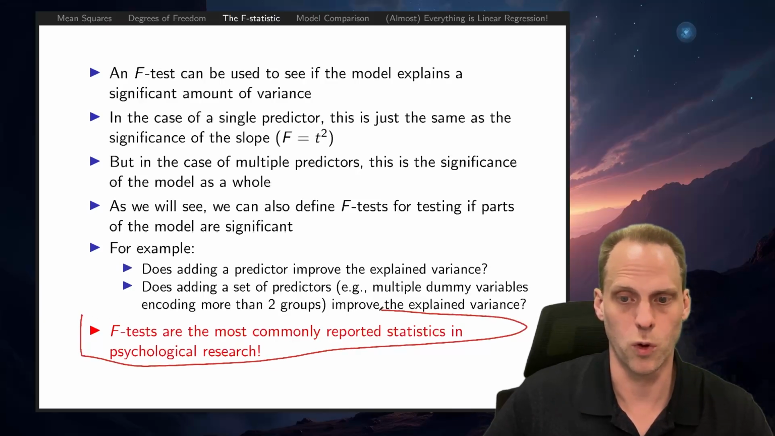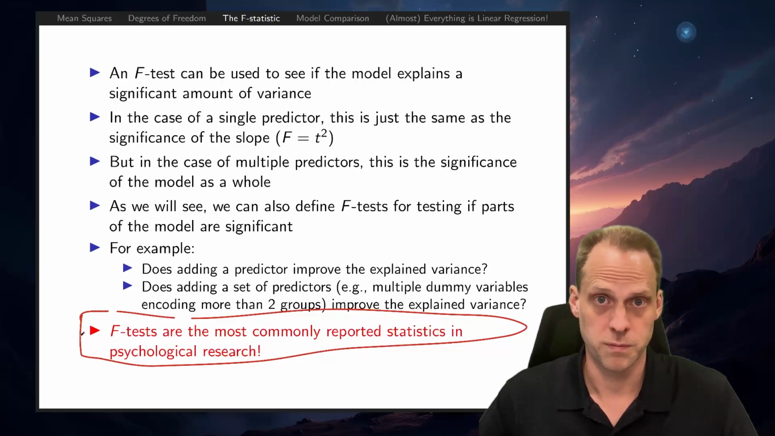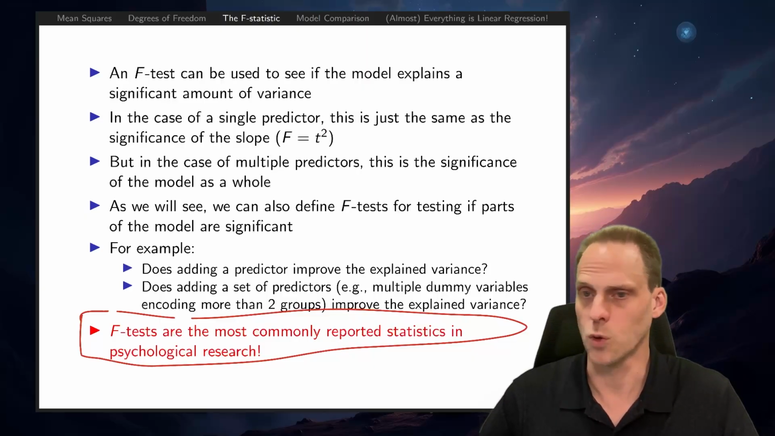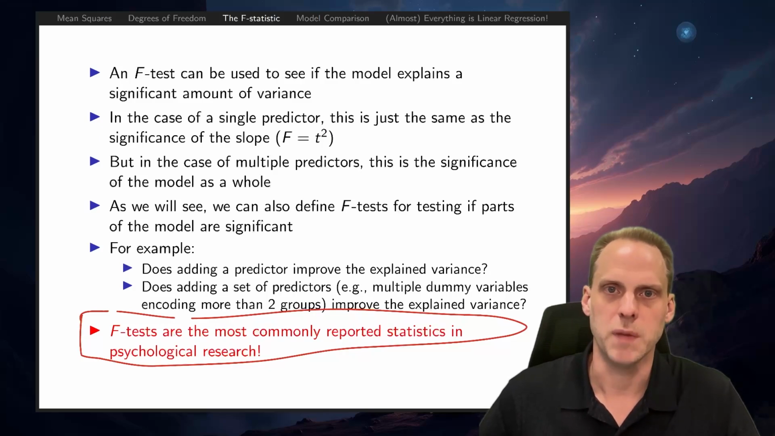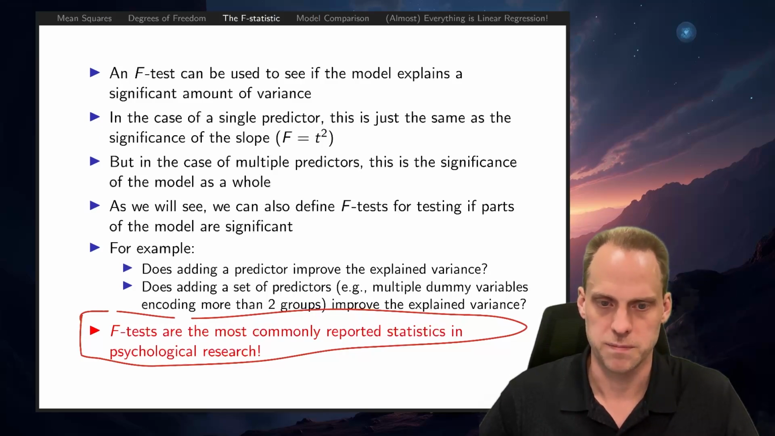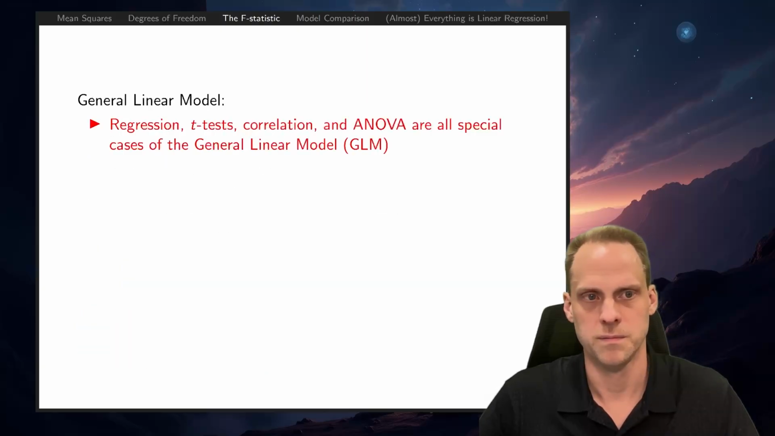F-tests are the most commonly reported test statistics in psychological research. We see them all the time. Much more even than t-values. F-tests are the things that are pretty much always reported. Almost, not every paper, but many papers use F-tests. So that's why this is the most important thing to learn in this course, right?